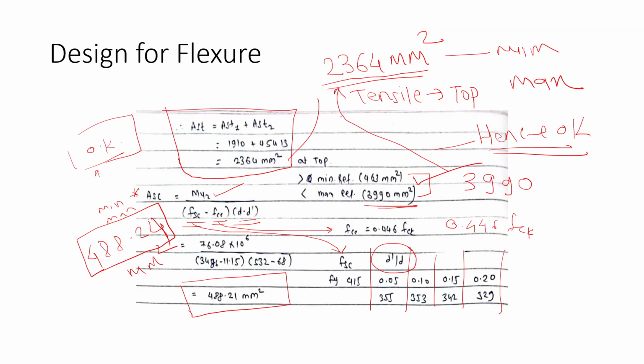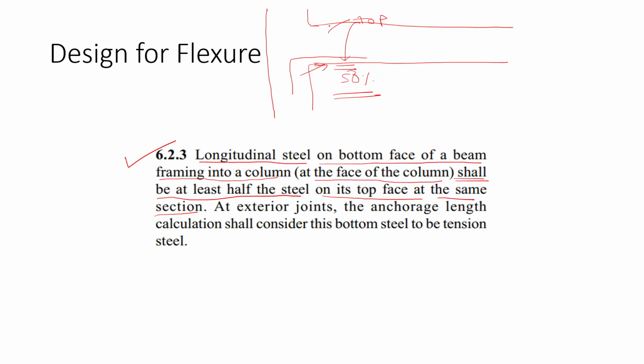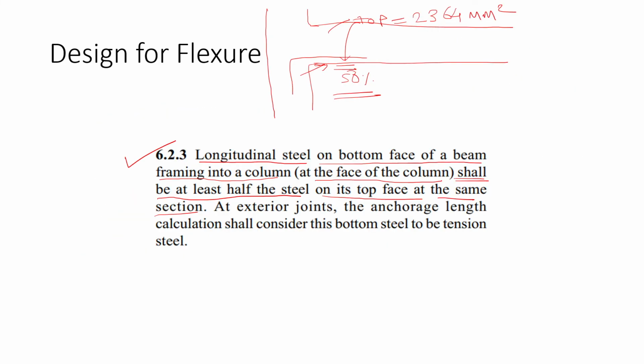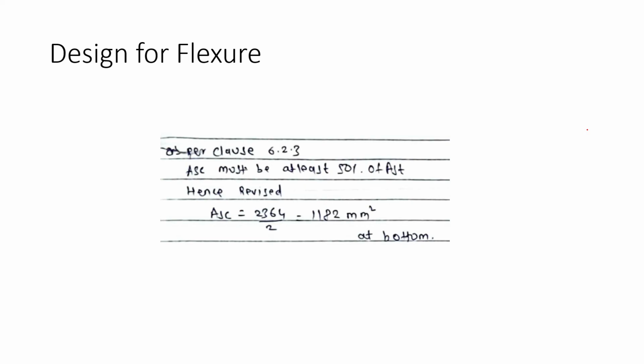So right now we have 2364 mm square at the top, and we have 488.24 at the bottom face. That is not 50%, so we have to revise this steel.